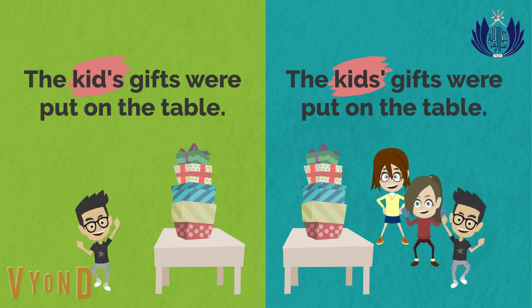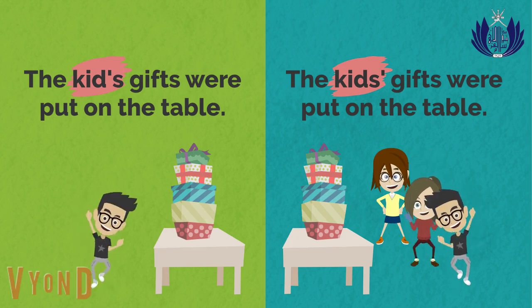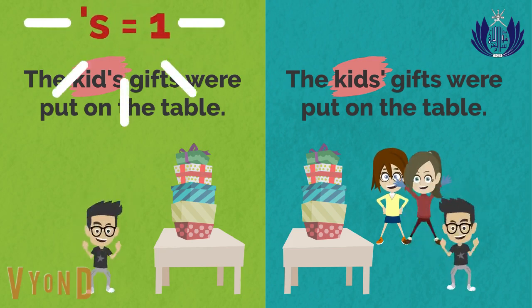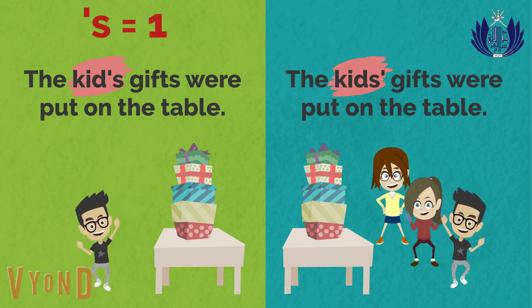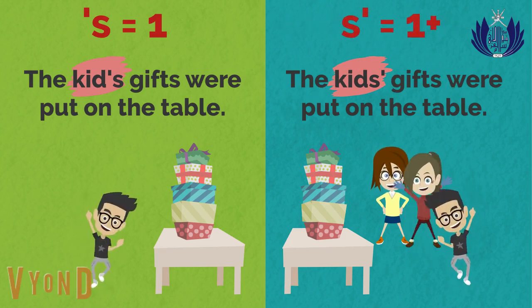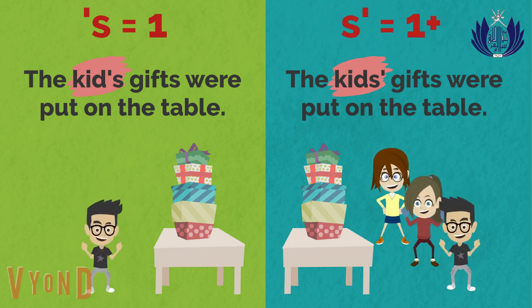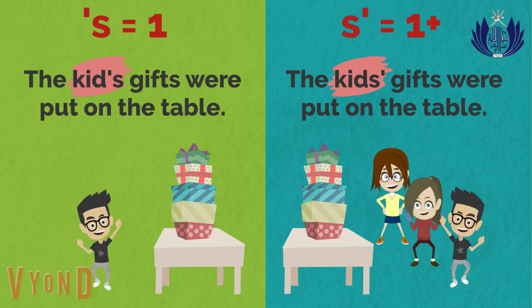Is the difference clear now? In the first sentence, the gifts belong to one kid only. On the other hand, in the second sentence, the gifts belong to more than one kid. In this situation, we can see 3 kids jumping and they are so happy with the gifts.